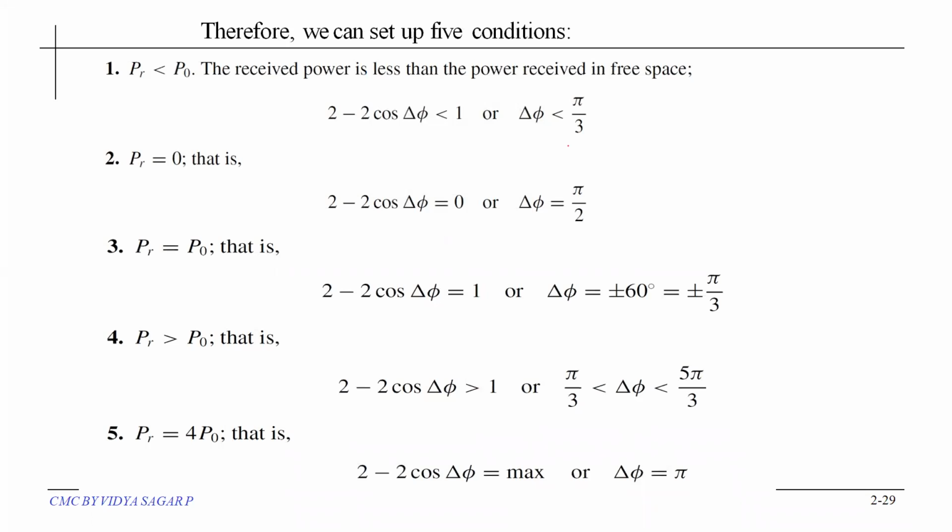Now, by substituting these conditions, the first one is P r less than P naught. P naught is nothing but the received power at the free space, and P r is the received power. If P r is less than P naught, then 2 minus 2 cos delta phi less than 1, or delta phi is less than pi by 3. That means delta phi is less than pi by 3.